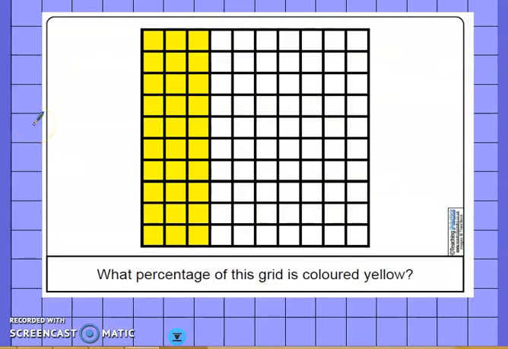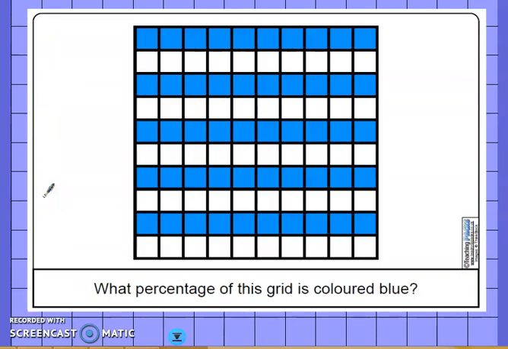So moving on to the next question, now it says, what percentage of this grid is coloured yellow? So straight away you should see that it's 10, 20, 30, 30%. We know it's 100 square, so it's 30 out of 100, 30%. Can you work out the percentage of the grid that isn't coloured yellow? Well done if you said that 100 minus 30 is 70. So 70% of it is white and 30% of it is yellow. Altogether, that's 100%.